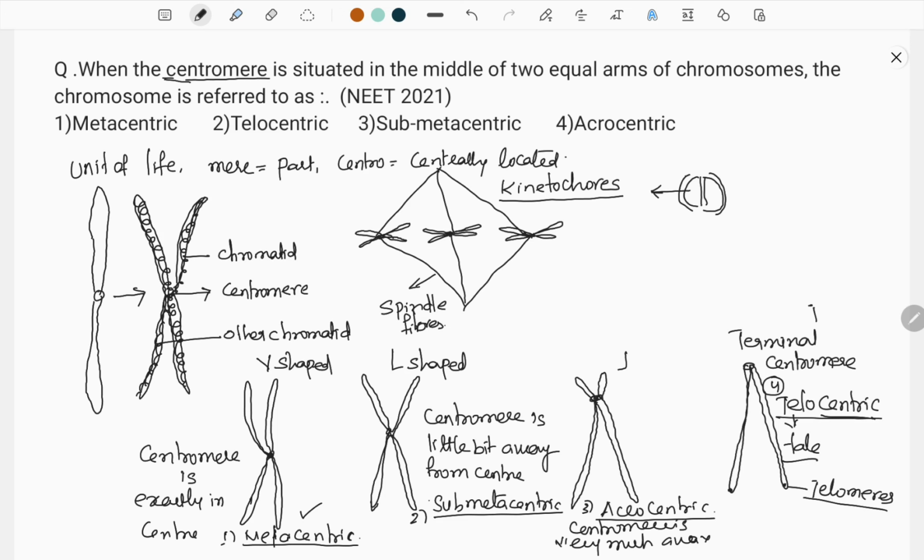So telomeres, telocentric, and telophase in karyokinesis, the last phase is called telophase. Telo means something that is the end. So here the centromere is present in the center of the chromosome. That chromosome is referred to as metacentric. The option is 1.